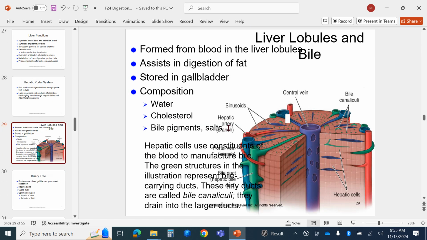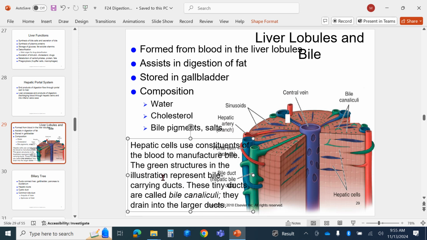So the liver lobules and bile: bile is formed from blood, and the liver lobules assist in digestion of fat. If you've ever had a bad throwing up event where you've vomited and expelled all the contents of your stomach, and then you keep going and start to expel bile, that's that greenish liquid.